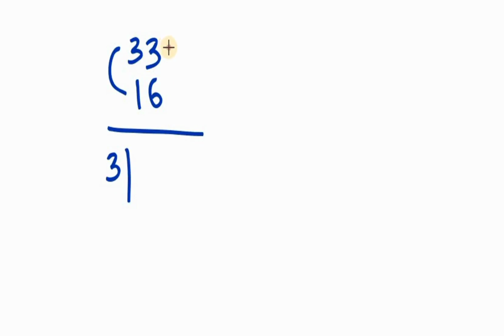Let us solve one more problem here. Like 33 into 16. What is the first step? 3 1s are 3. What is the next step? 6 3s are 18. So what is this? 6 3s are 18. And next 3 1s are 3.